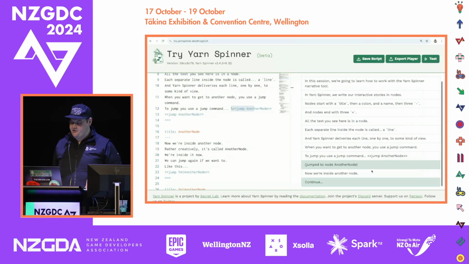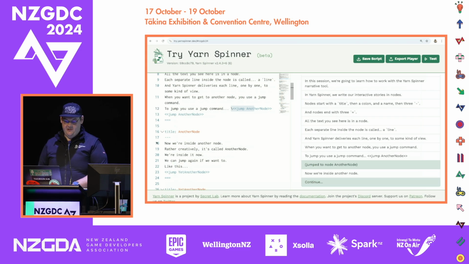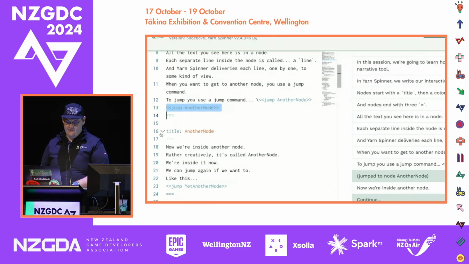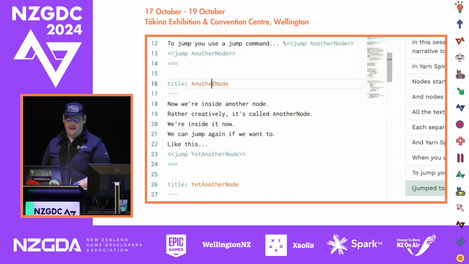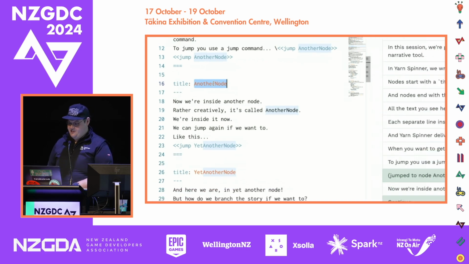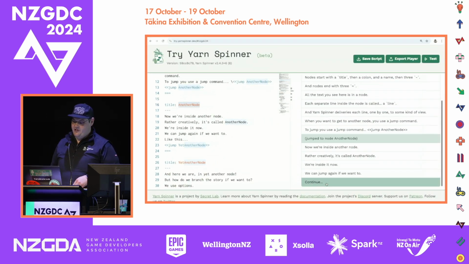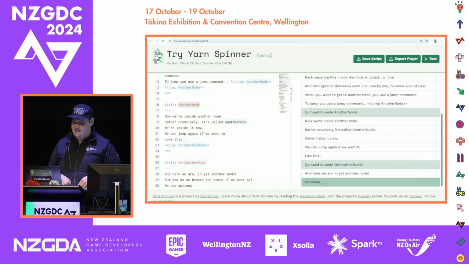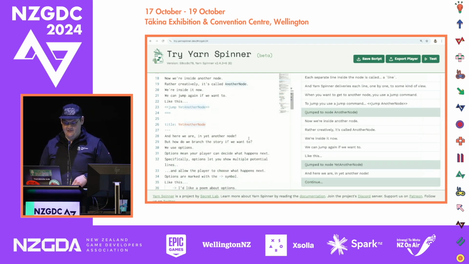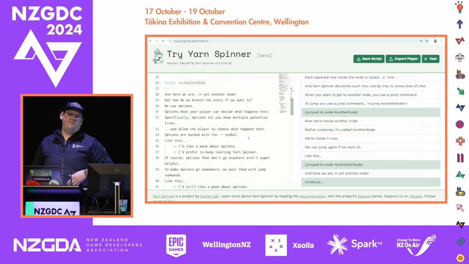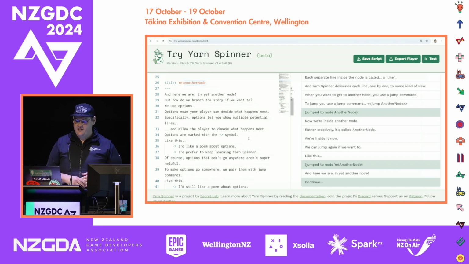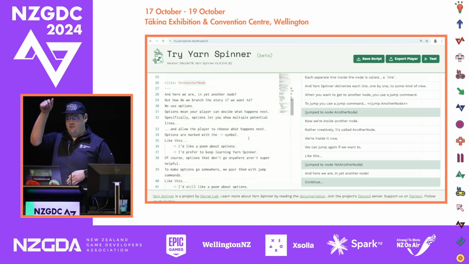But if I click continue, it will jump us to another node. So you'll see here this jump command took us to another node. And it continues. Now we're inside another node. Rather creatively, it's called another node. We're inside it now. And we can jump again if we want to. So we're jumping to yet another node. And here we are in yet another node. So that's a fairly linear set of branches, though, so it's not very interesting. If you were to visualize this as a graph, it would just be a straight line.